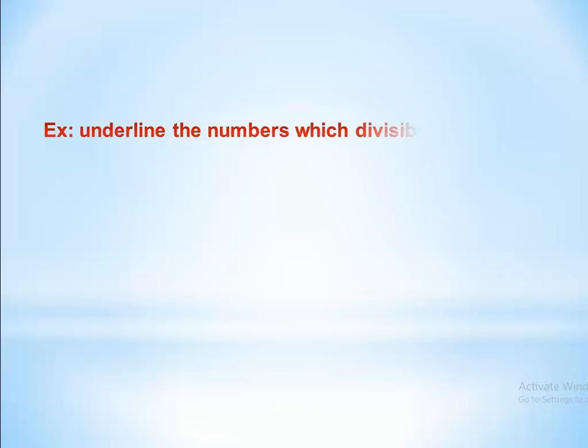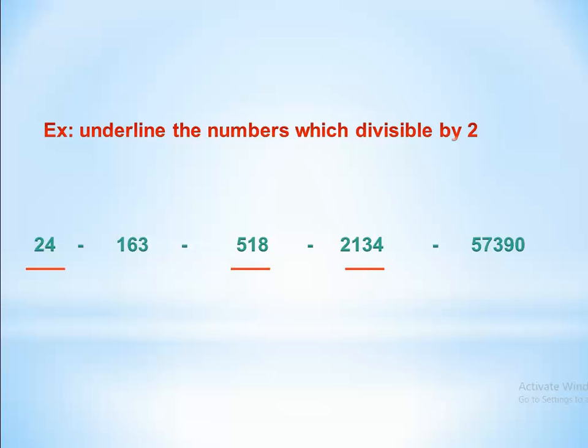Okay, let's see the example. Underline the numbers which are divisible by 2: 24, 163, 518, 2134, 57,390. So we are looking for numbers with an even unit. So 24 has an even unit, 518 has an even unit, 2134, 57,390.